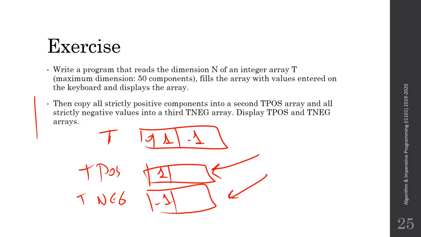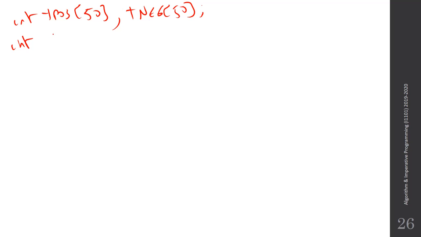And then while doing the traversal on t, I would calculate the dimension of t positive and t negative. So we will use the array t, and two additional arrays, t positive with dimension equal to 50, and t negative with dimension equal to 50. As for the dimensions of t positive and t negative, we will have new dimensions, which will be calculated by the program, not the user. And we have n, which is the dimension of the array t. So how will I do that?